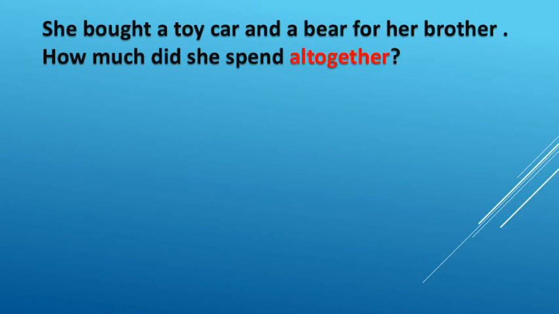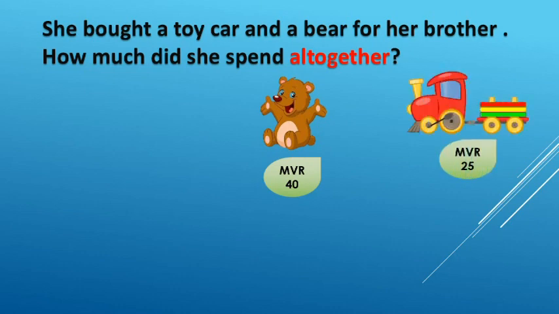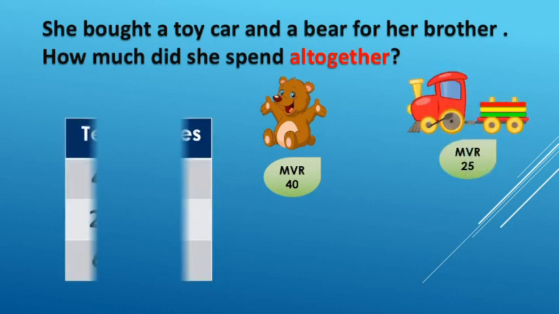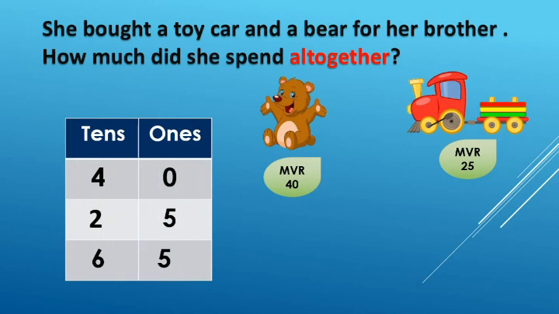She bought a toy car and a bear for her brother. How much did she spend altogether? The bear is 40 rupiah and the toy car is 25 rupiah. So you have to add 40 rupiah and 25 rupiah.